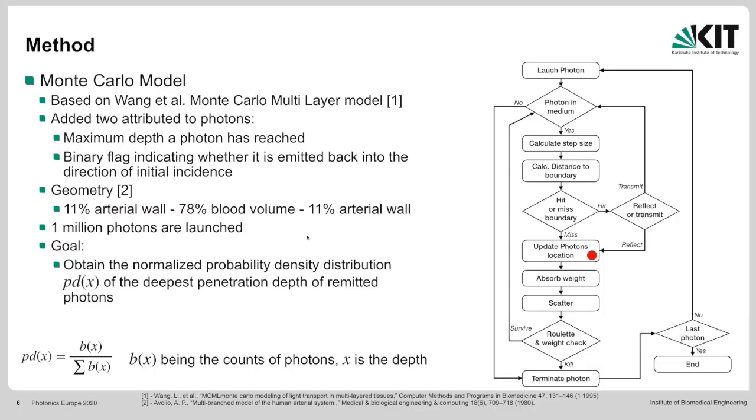We have launched 1 million photons, and our goal is to obtain a normalized probability density distribution of the deepest penetration depth of remitted photons. So what does that mean? We want to know where our remitted photons have traveled, and from this path we want to have the deepest point. And how will we normalize it? We will normalize it to the whole amount of photons emitted. So B of x are the counts of the photons, and x is the penetration depth.